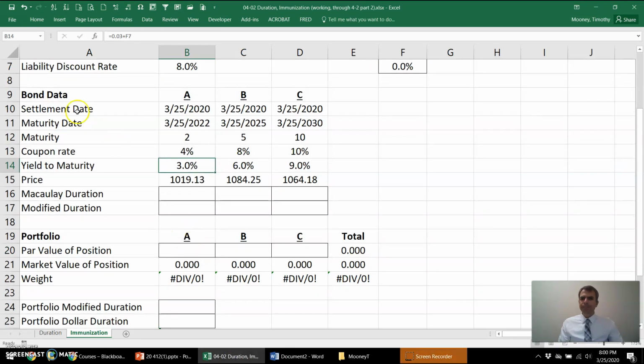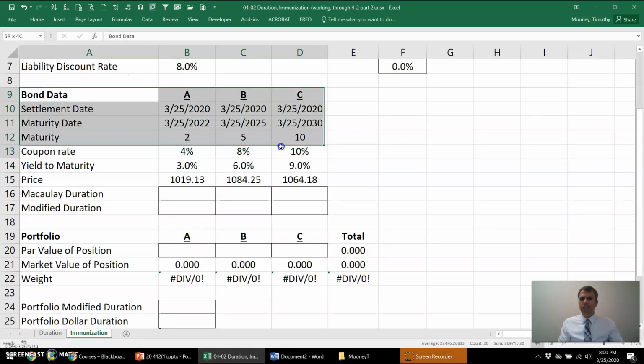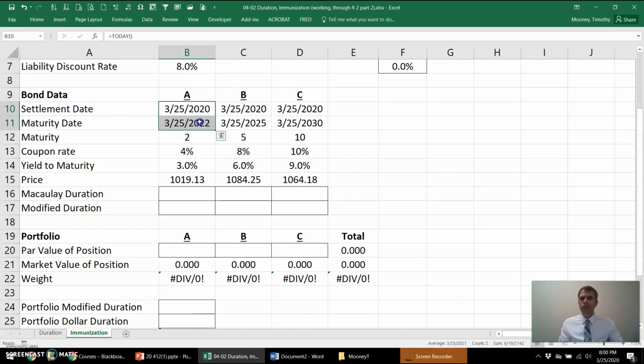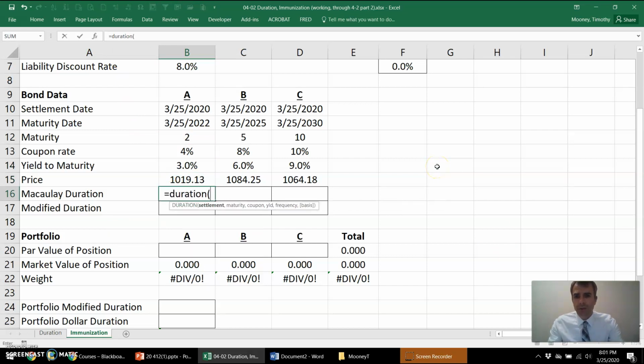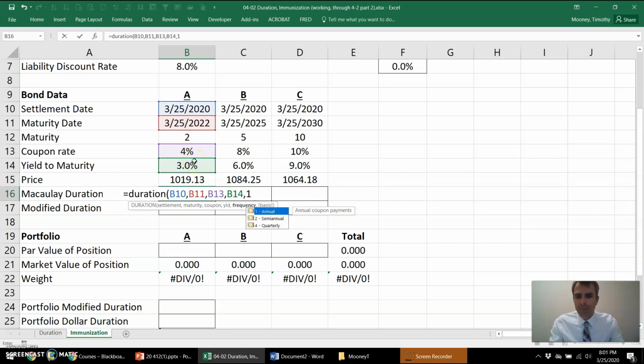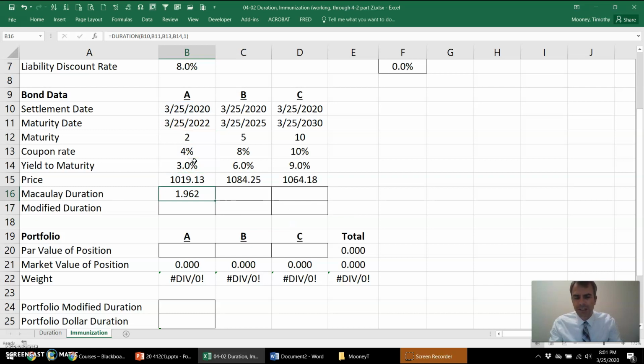So here's 3 bonds. You see in the immunization sheet down at the bottom half, we've got 3 bonds that mature in 2, 5, and 10 years respectively. See that? And then here are different coupon rates, different discount rates. We found the price already. And then we can find the Macaulay duration using the equals DURATION function. Just put in all these arguments like we did in a previous video. Coupon, yield, annual payments. The basis doesn't matter because the settlement date is the date purchased. And then we copy and paste this over.